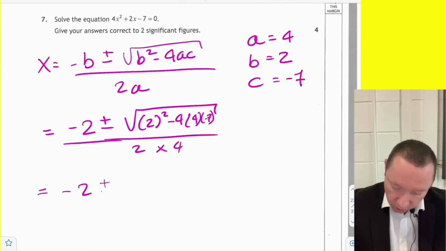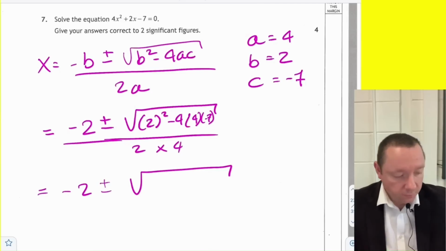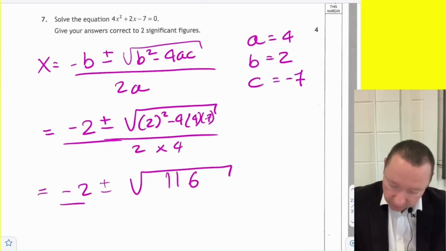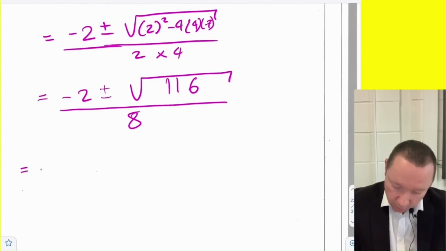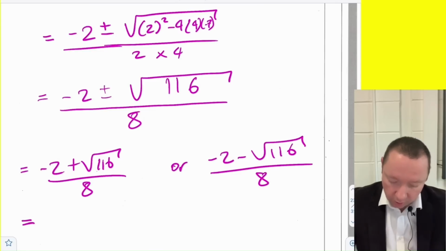Minus 2 plus or minus the square root of, so we can do a bit in brackets first, 2 squared minus 4 times 4 times minus 7. That's 116. Just watch out for the minus times a minus, over 8. So remember we split that into two sums, minus 2 plus root 116 over 8, or minus 2 minus root 116 over 8. Get a calculator, work out both sides.